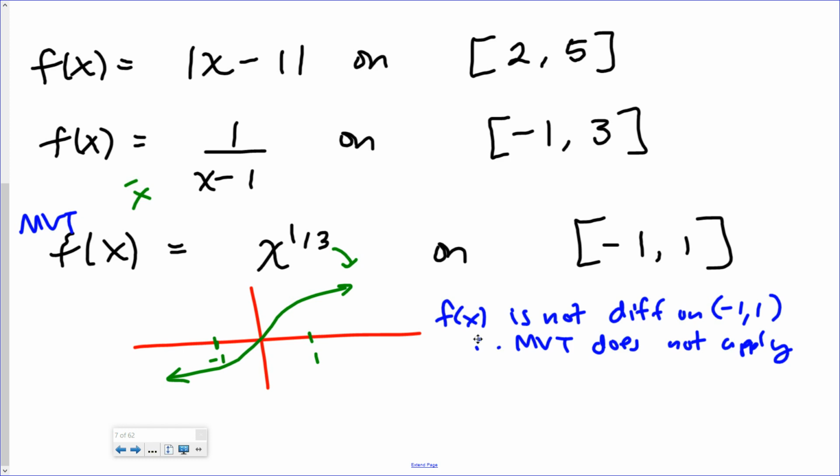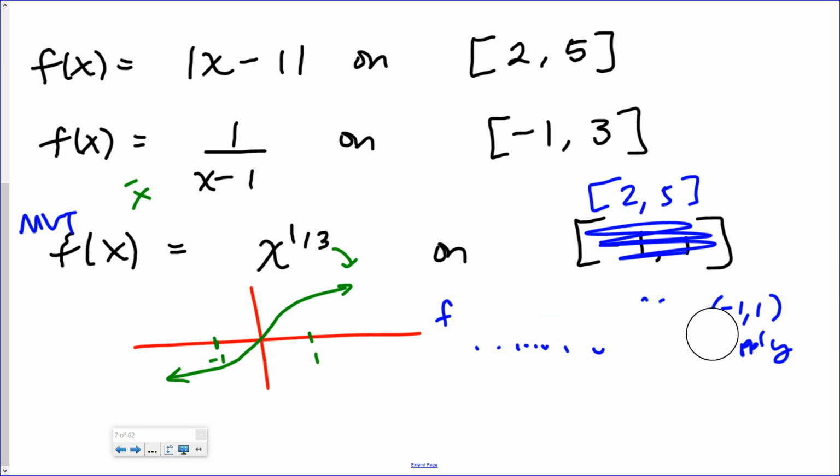Yes, Brent? Is that only when zero is on the interval? That's only when zero is on the interval. For this problem, yes. If you change this interval to 2 to 5, now does MVT apply? Let's look at it. If I went from 2 to 5, this part here, is it continuous? Yeah. Is it differentiable? Yes. In this one, MVT would apply.